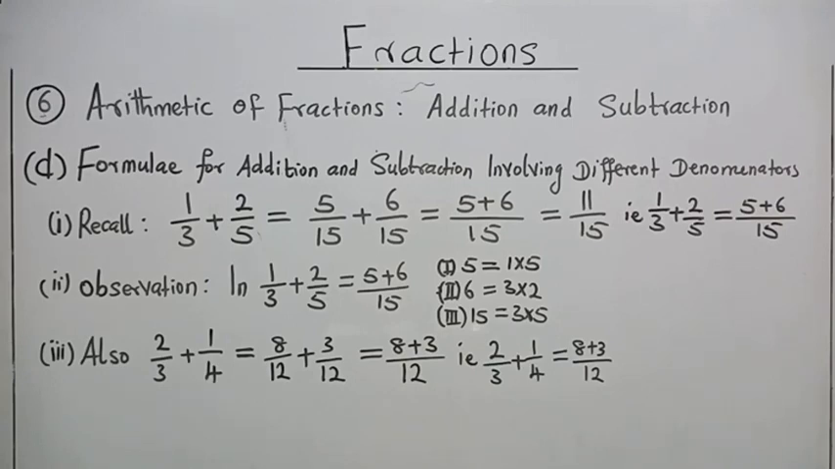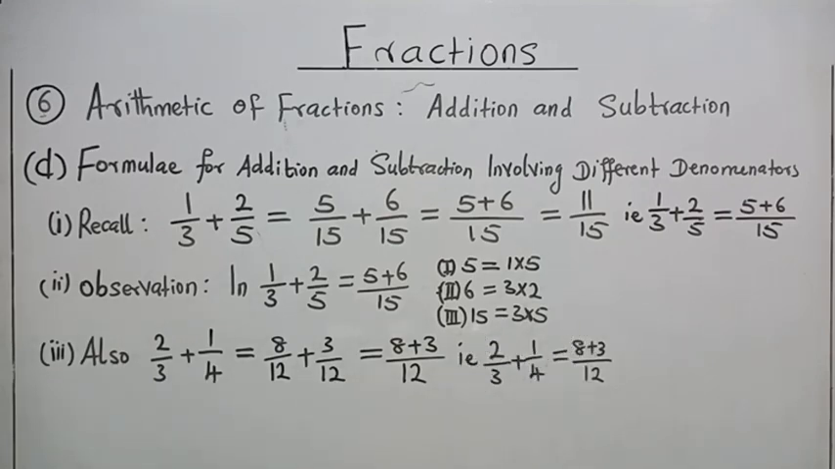But how do we get 11 over 12? It is by adding this 8 to 3. That takes us to 8 plus 3 all over 12. Therefore, the summary is that 2 over 3 plus 1 over 4, which is here, is given as 8 plus 3 over 12. Therefore, this is the summary of the process.